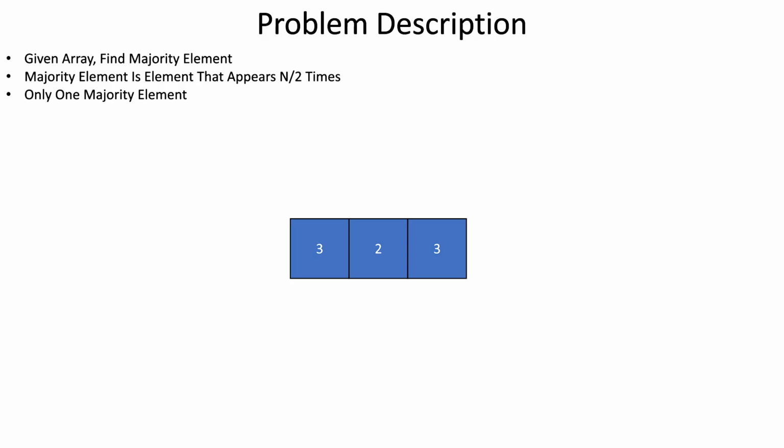So in this example here, you are given 3, 2, and 3. The length of the array is 3, and 3 divided by 2 is 1 if you round down. So the solution would be the element that appears more than one time. We see in this example that 3 appears more than one time, so 3 is the solution.